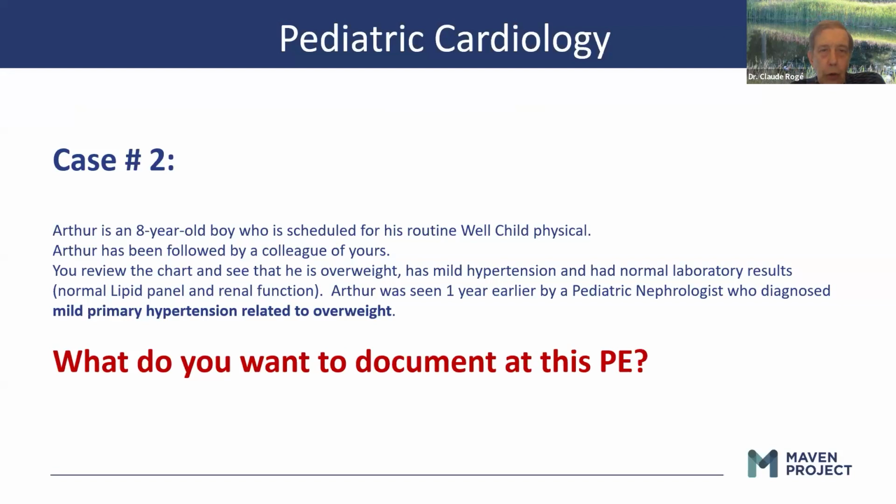It is an 8-year-old boy who is scheduled for a routine well-child physical with you. Arthur has been followed by a colleague of yours, so you review the chart and you see that he's overweight and he has mild hypertension, and he had normal laboratory results, normal lipid panel and renal function. And actually, Arthur was seen 1 year earlier by a pediatric nephrologist who diagnosed mild primary hypertension related to overweight. So what do you want to document on this physical exam?